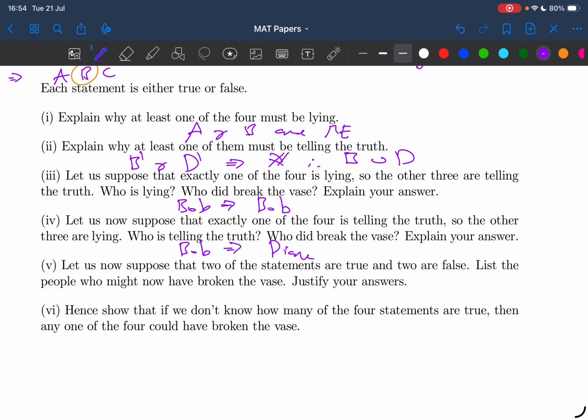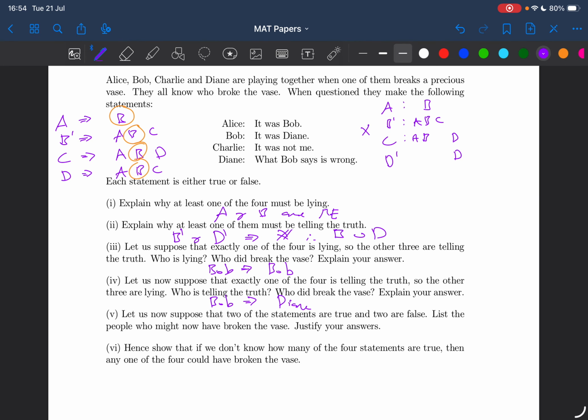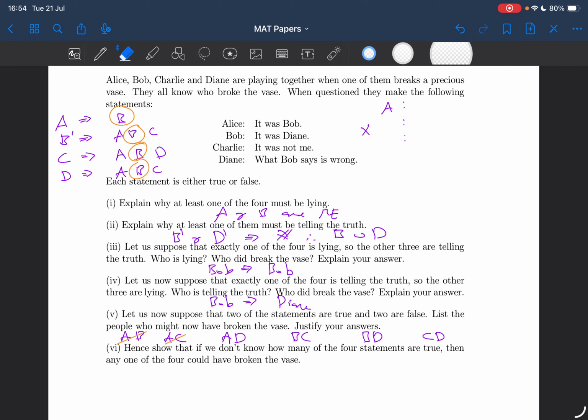Let's actually write down the list of things that we're allowed to check. So we can have A and B, A and C, A and D, B and C, B and D, and C and D. A and B was not allowed from part 1. A and C we've just checked there, not possible. So let's now check A and D being true, and B and C being false. So doing that, what do we get?